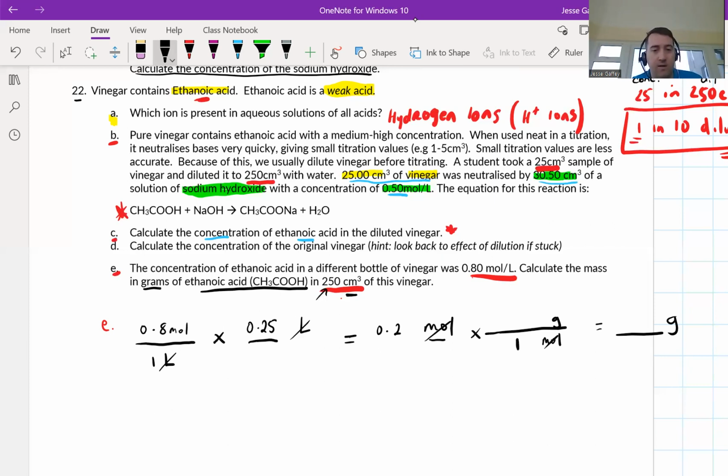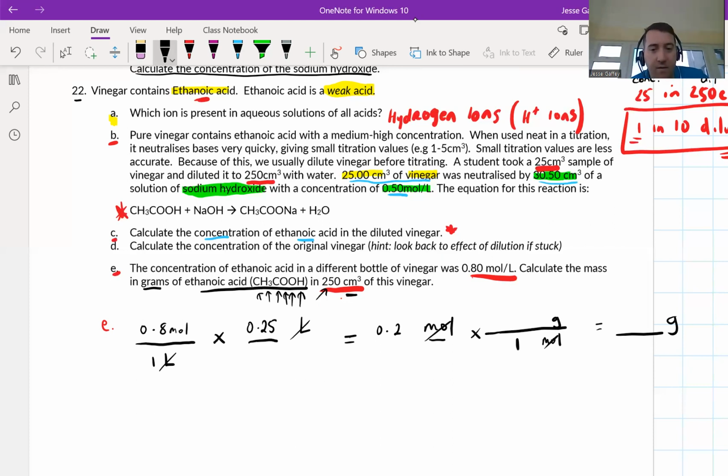Well, of course, that depends on the masses of all the atoms. So you guys should know how to do this. We've done this loads of times before. How do we work out the molar mass, 1 mole's mass of CH3COOH? Pause the video, do that now.